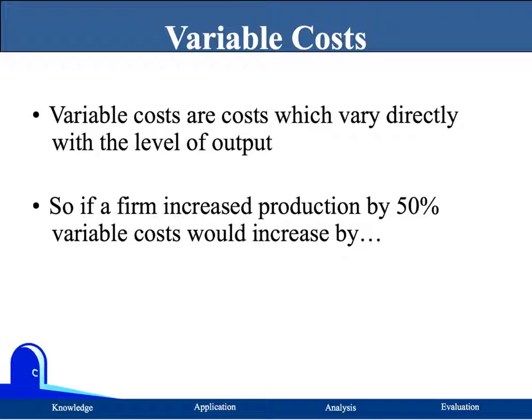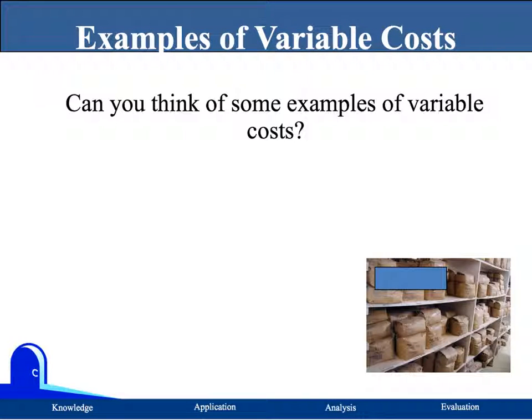This is the opposite with variable costs. These costs change in relation to output. Okay, so can you think of some examples of variable costs? Let's use the example of a burger restaurant. If a burger restaurant sells more burgers, then think what it needs to buy more of.